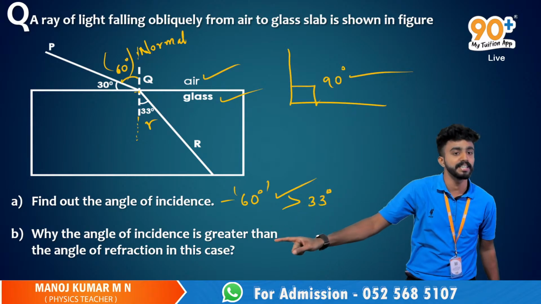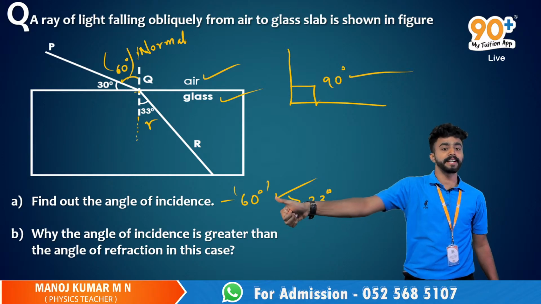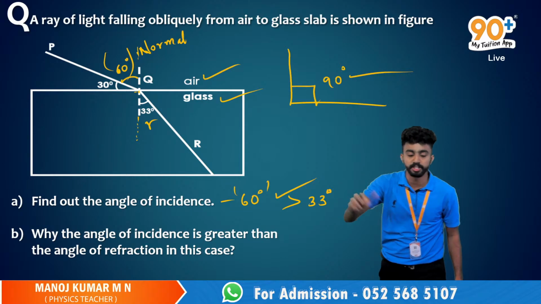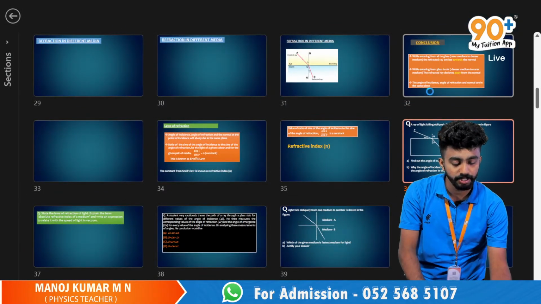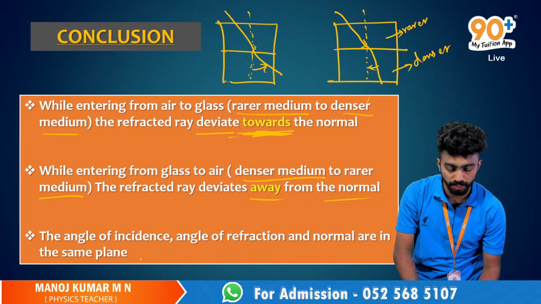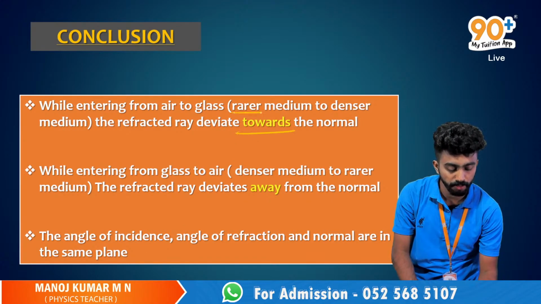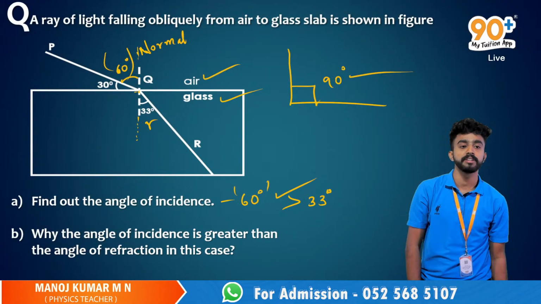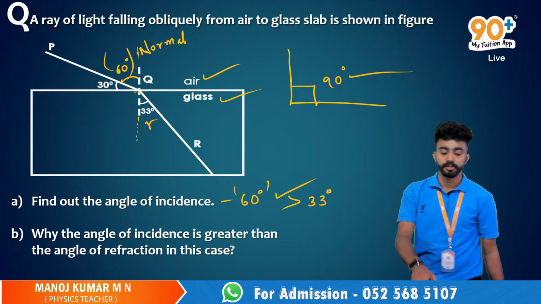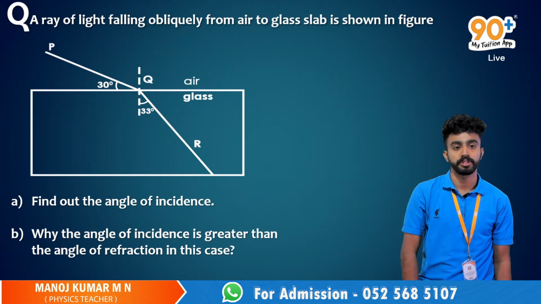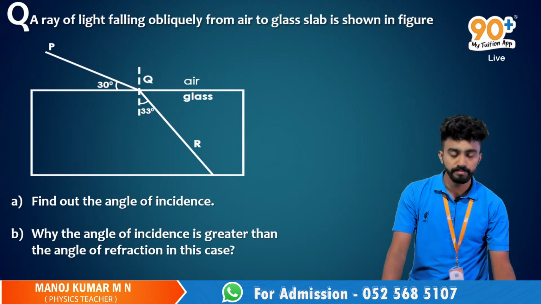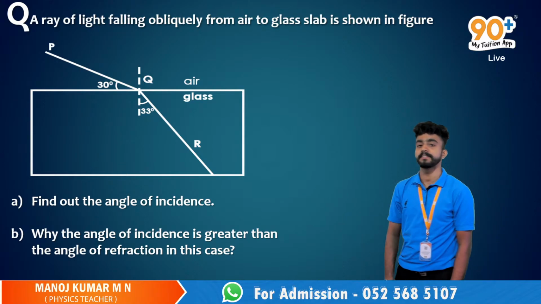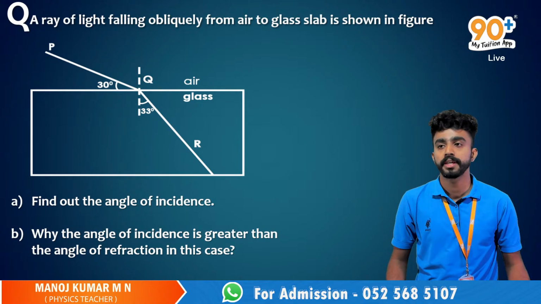So the angle of incidence will always be greater than the angle of refraction, since the refracted ray will bend towards the normal in the case of rarer to denser. I hope you remember it. Please note this down. This question was there in your board exams, so it's a previous year question. Note it down quick. I'm not writing it again.